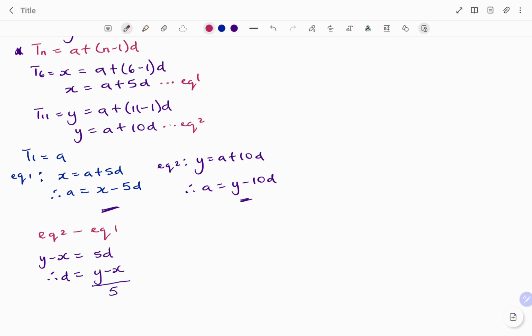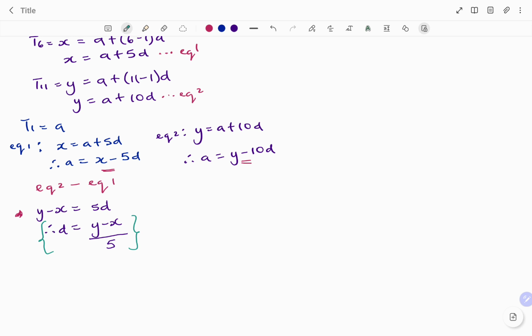What I did was, using the elimination method, I have y equals a plus 10d. That's my second equation. The first equation is x equals a plus 5d. So subtracting the two equations, I have y minus x on my left hand side, variables stay the same, a minus a, that's 0, then 10d minus 5d will give us 5d, and that's how I got my common difference.